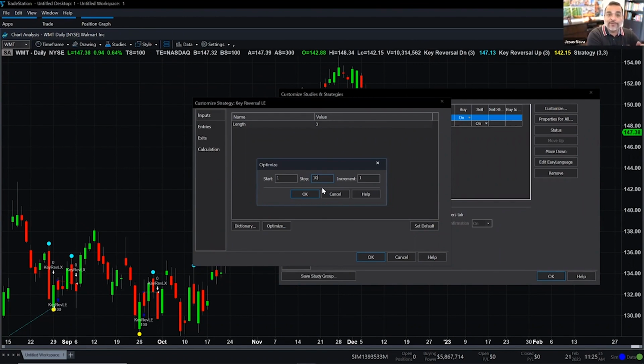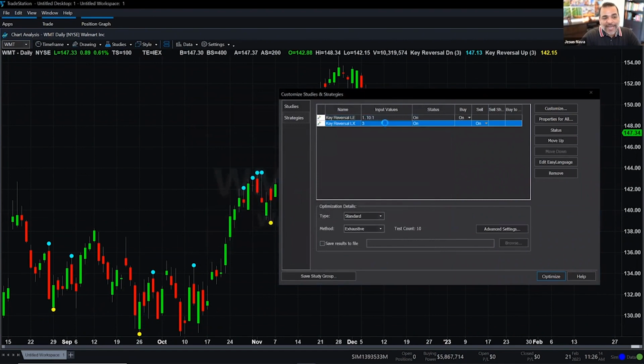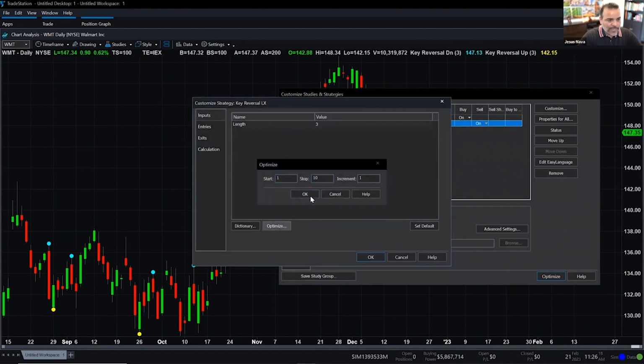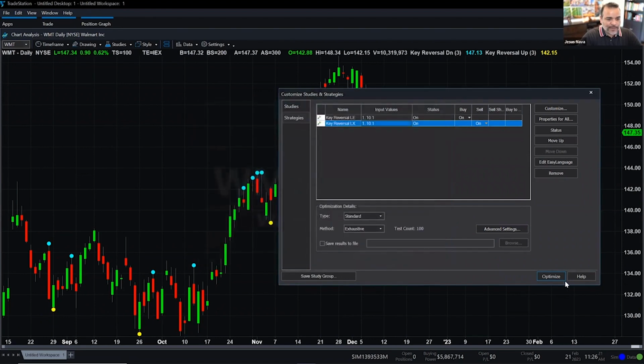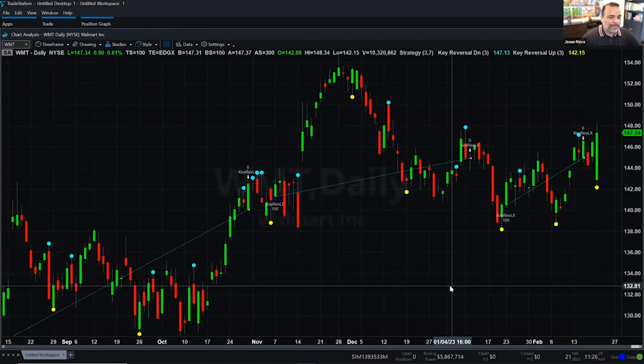It doesn't mean that if you find something optimal here for Walmart, it's going to work great for Microsoft or Apple, because it doesn't work that way. But let's just take one step at a time. Don't want to go here on a tangent about best practices for optimization. So 1 to 10 increments of 1. I'm going to do the same thing for the exit. Optimize 1 to 10. And then this is 100 tests that it is going to generate. I'm going to optimize. And there we go.